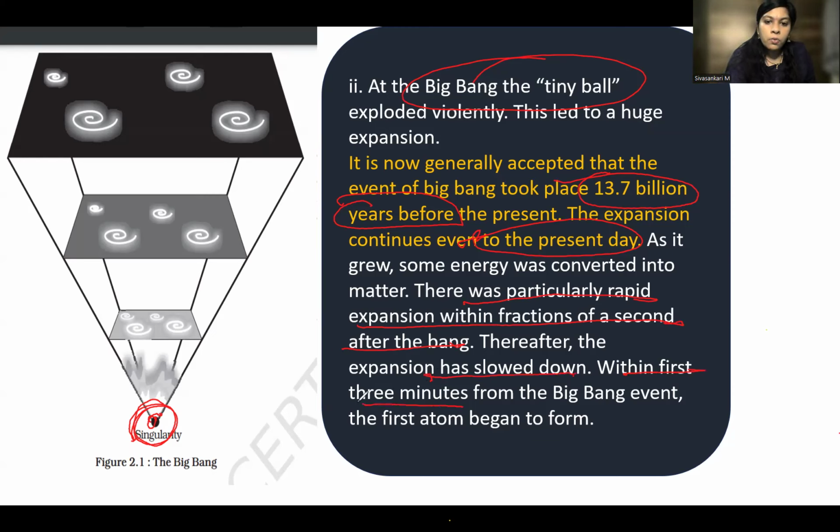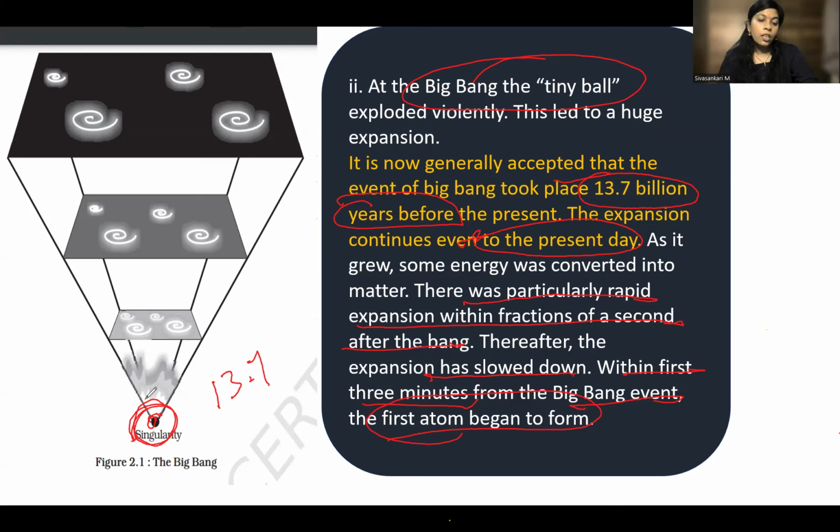Within the first 3 minutes from the Big Bang event, the first atom began to form. So within a few minutes itself, the first atom started to form after this explosion. This theory is saying that. The first point says there was a singular atom with infinite energy and infinite matter inside it, and around 13.7 billion years ago this atom exploded because it had immense power inside it and could not bear it. After one point of time it will explode. Then it exploded and started expanding. The universe started expanding, and still now the expansion is taking place.